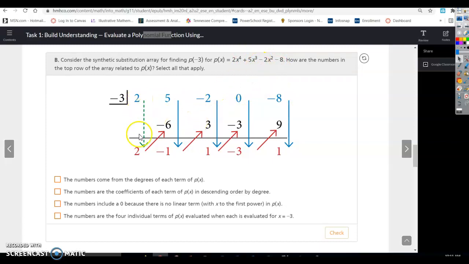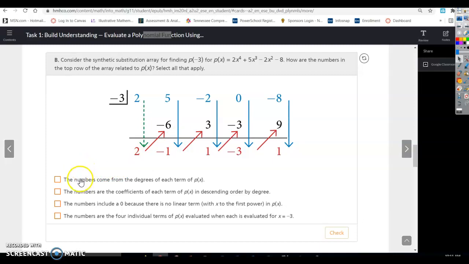And then we bring the first term down. 2 just drops down, and then we multiply. -3 times 2 is -6. Then we add. 5 and -6 is -1. Then we multiply by -3 again. Negative 3 times negative 1 is 3. Add, we get 1. Multiply by negative 3, we get negative 3 plus 0. Add those, you get negative 3. Negative 3 times negative 3 is 9. Negative 8 plus 9 is 1. So this is the synthetic division, and I like this a whole lot better than the nested substitution thing. But again, you're free to choose what you like the best.